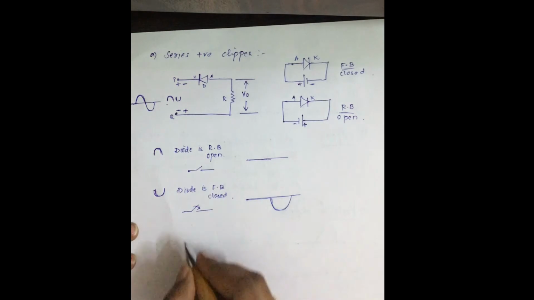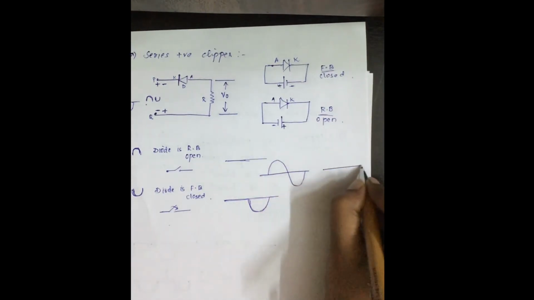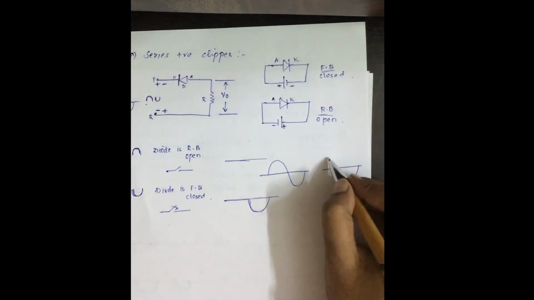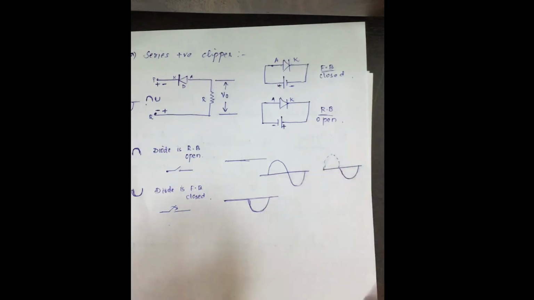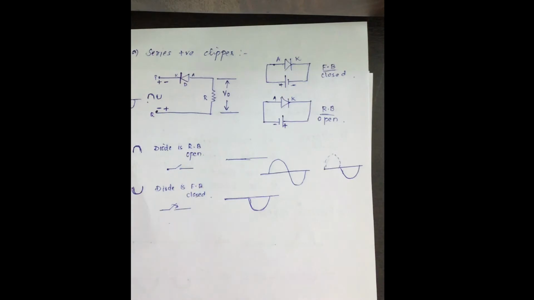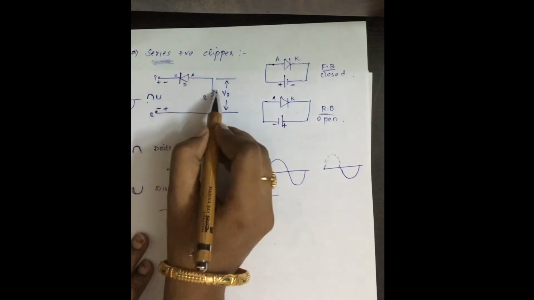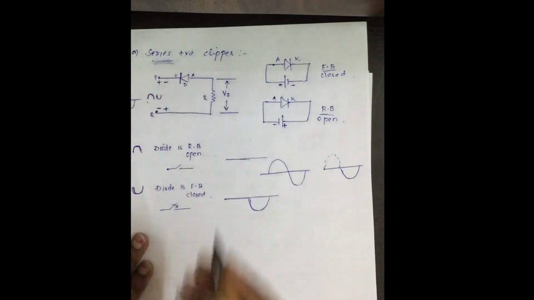So here if you see, you applied an input signal and now you received an output. This positive part is being clipped. You are not receiving the positive part, it is clipped. This is known as a positive clipper. A positive clipper clips the positive portion of the given input signal by using a diode in a series connection. Here you are using the diode in series with the output resistor. That's why the name series.